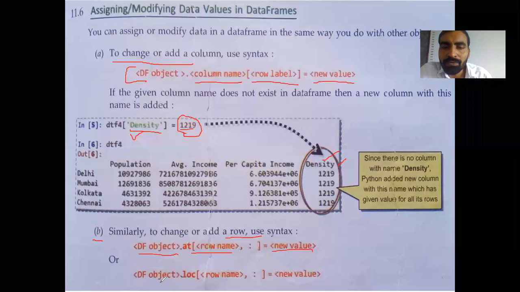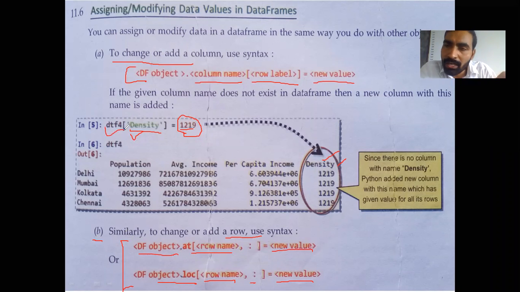Or we can use the loc function: df object dot loc, only provide the row name, comma, colon sign, equal to new value. So by using these two methods, we can add a new row. A new row can be added to your existing data frame. And by using the first method, this one, we can add a new column to the data frame. So let us now use this. Okay.